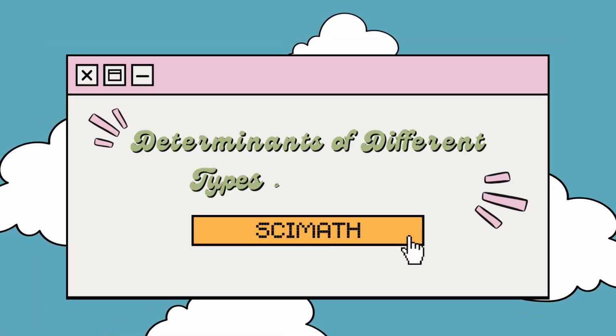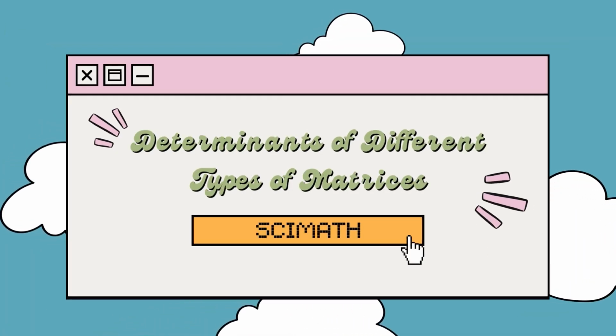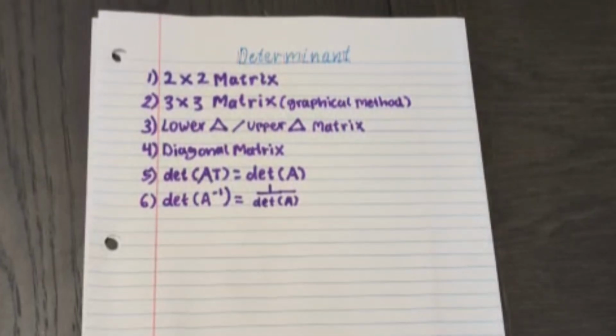Guys, welcome back to SciMath, and today we're going to be talking about the topic of determinants and how to find determinants for different types of matrices. So let's get started. Firstly, I want to start off by going through the list of topics that will be discussed in this video. So here's the list of topics that we will be going over.